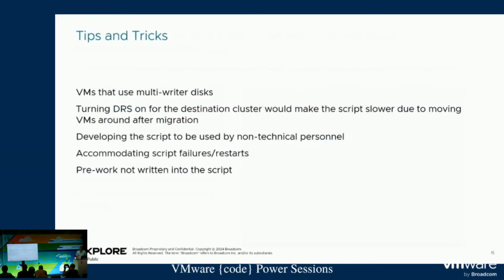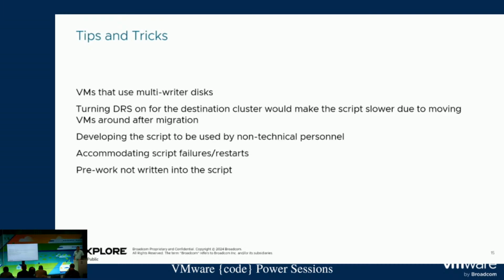All right, so here are a few tips and tricks for those that might be attempting this in your own environments. We had some Oracle RAC VMs that used multi-writer disks that could not be vMotioned the way the rest of the VMs could. We had to modify the script and ask those teams to actually take an outage during the cluster migrations, because the VMs had to be shut down, removed from inventory, and then added to the inventory of the destination host and powered back on.